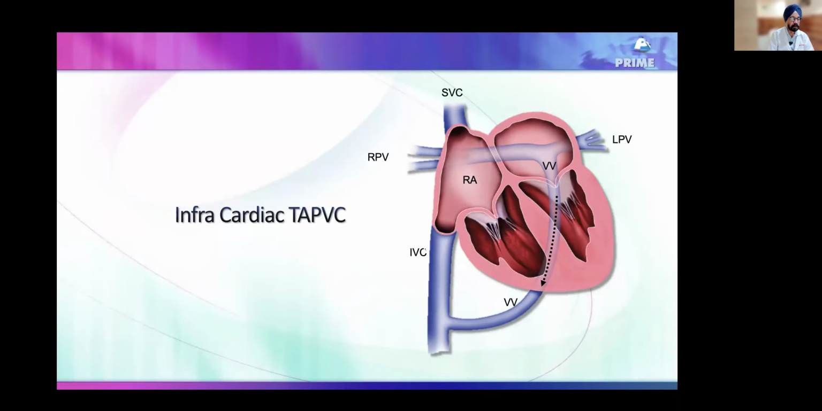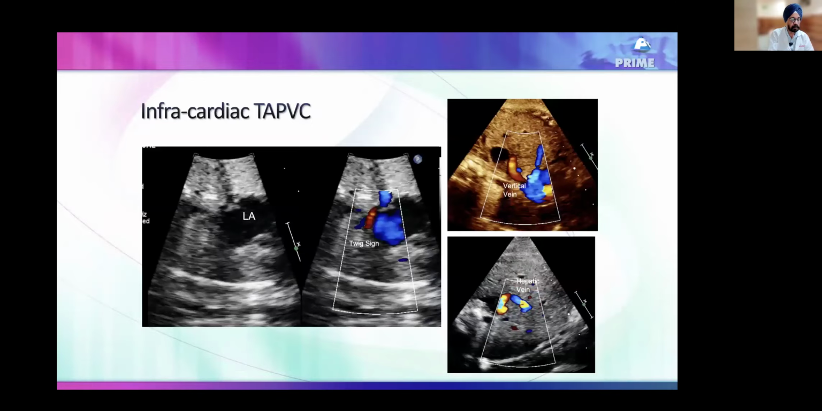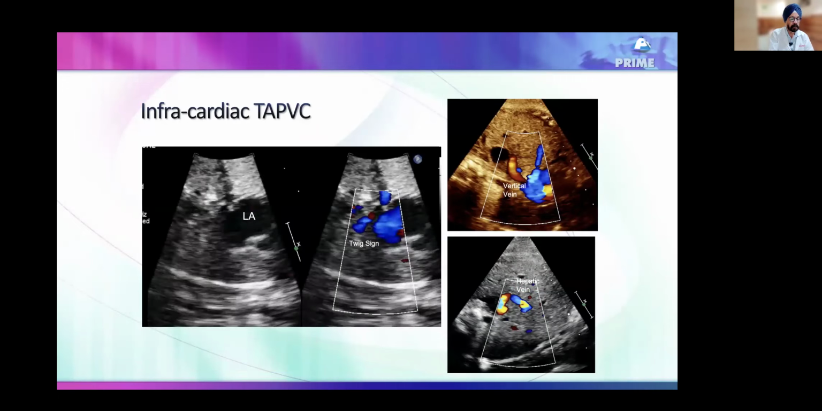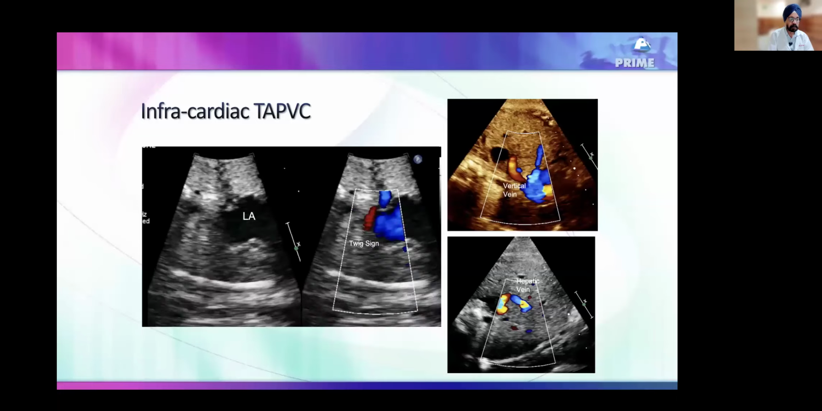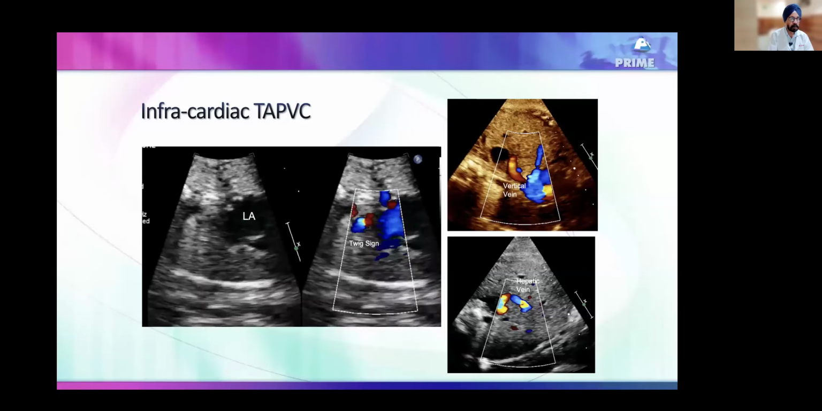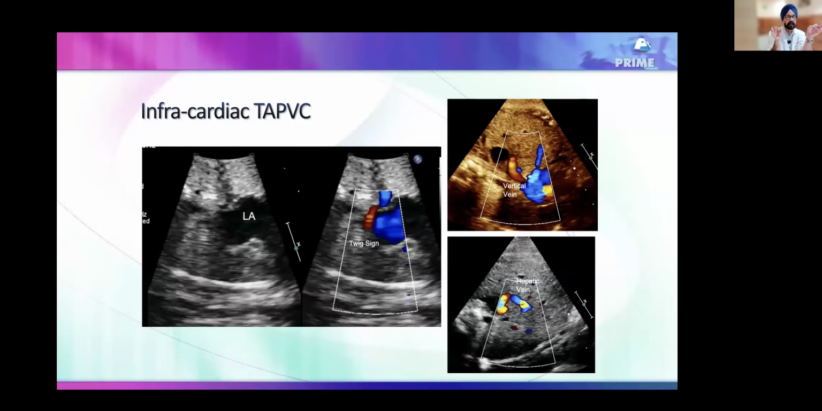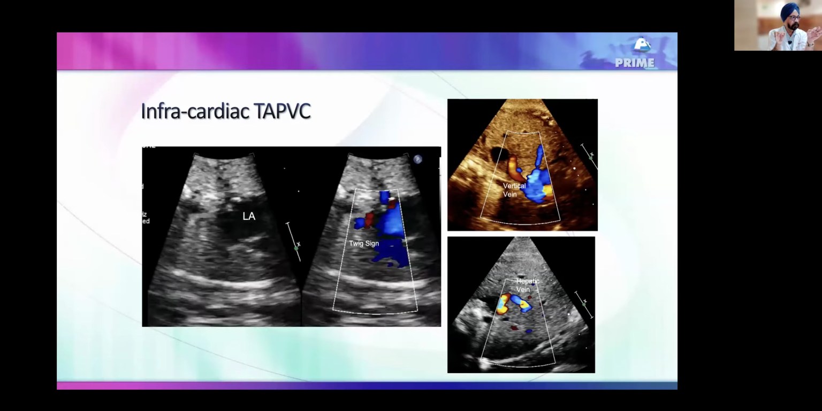Now we talk about infracardiac TAPVC. Uncommon, and very few cases. I think I've seen about 3 or 4, not more. And then again the twig sign, the first step of TAPVC. Then you find out there is no vertical vein, there is no other vein. That's how the easy trick is.